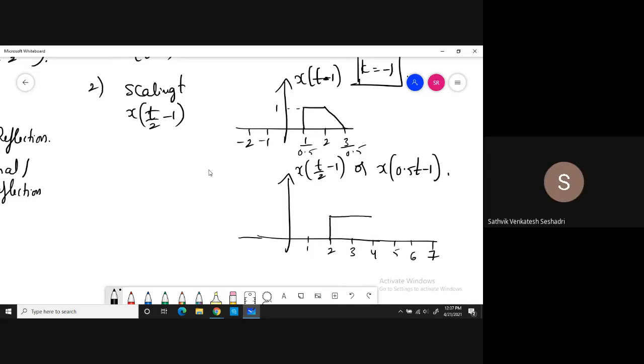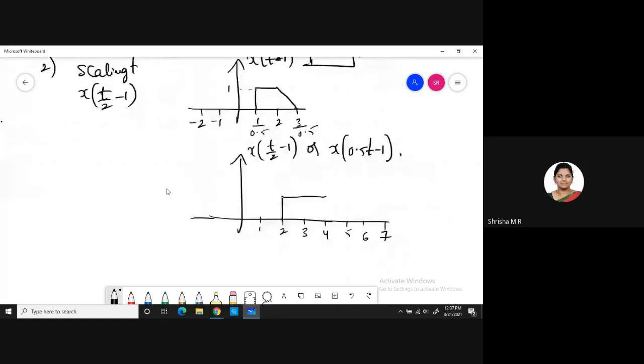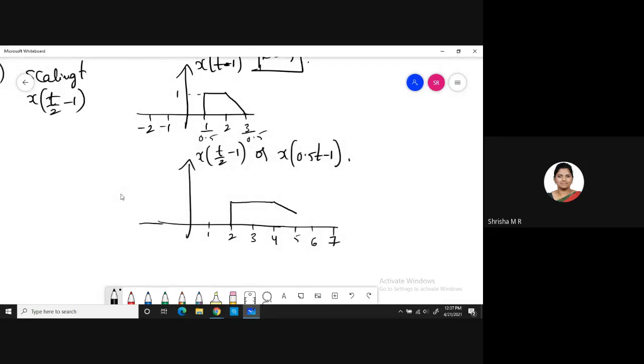Ma'am, it should decrease from 5, right? No, from 4 it will decrease, correct? 2 into 2, yes. Divide by 0.5 if you get confused. With an amplitude 1. It will decrease from 4. Just a minute, I am finding it difficult to draw. It will decrease at 4 with an amplitude 1. Did you guys follow?